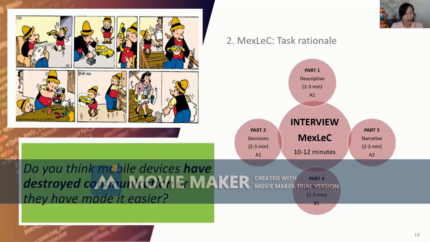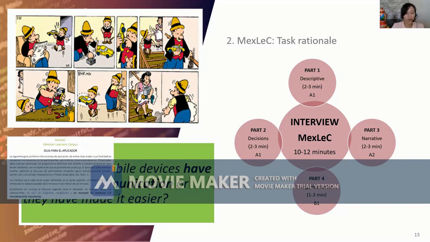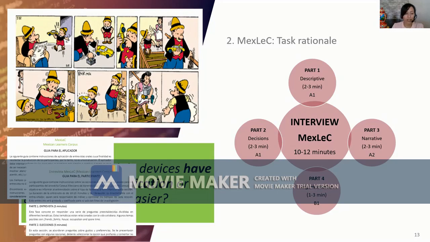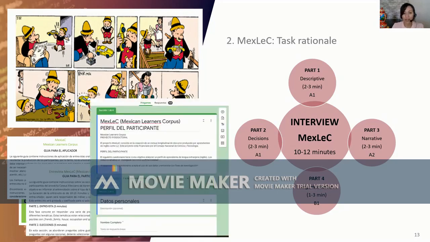This is an example. Do you think mobile devices have destroyed communication or have they improved it? They have one answer, and this is suitable since level B1 and higher. Additionally, we created a guide for the interviewer, a guide for the participants, and a questionnaire to make a learner profile in which you are going to find questions about name, age, and information about previous English language learning, other languages they are learning, and mother tongue.